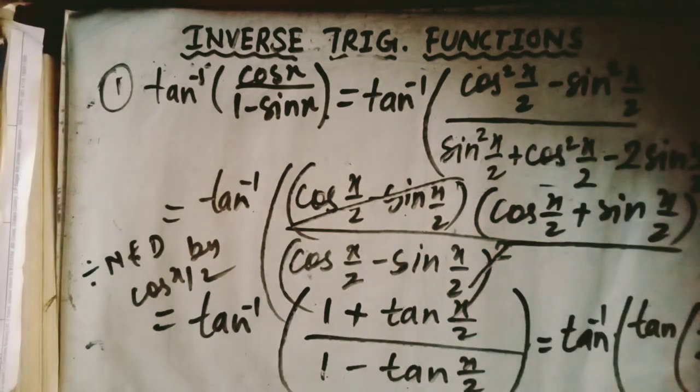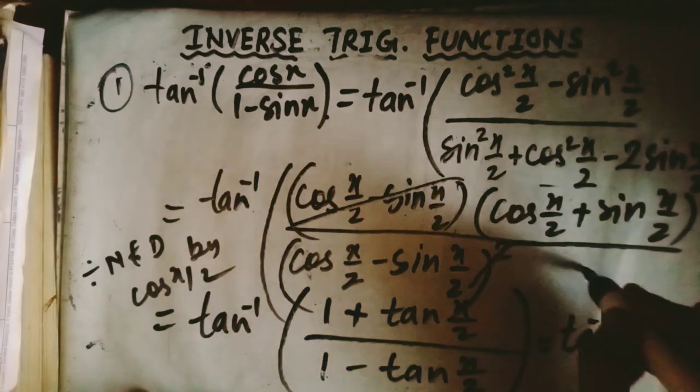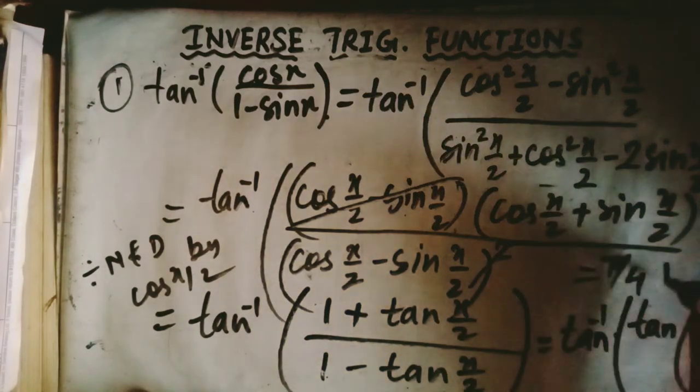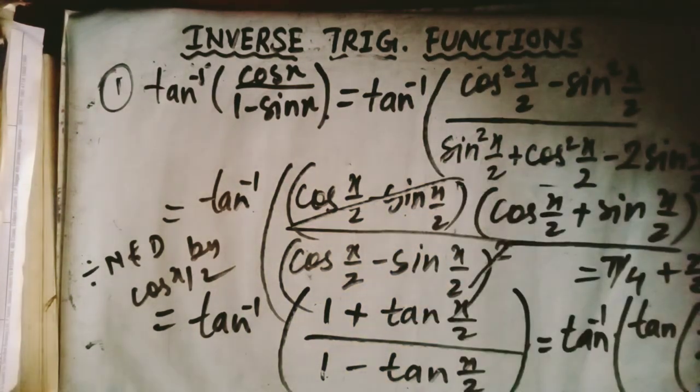Okay, so tan pi/4 is 1, tan x/2 is this, 1 minus tan pi/4 into tan x/2. Okay, tan inverse and tan, so using the property of inverse trigonometry you will get the final answer as pi/4 plus x/2. Okay, so this is the answer.